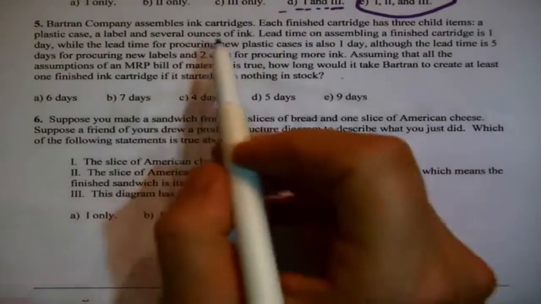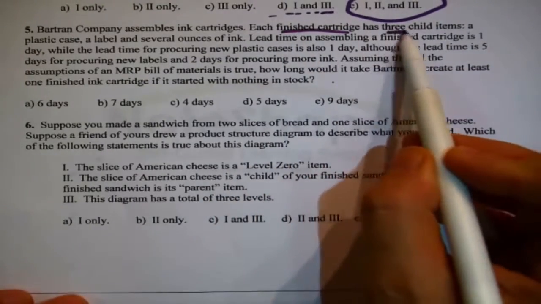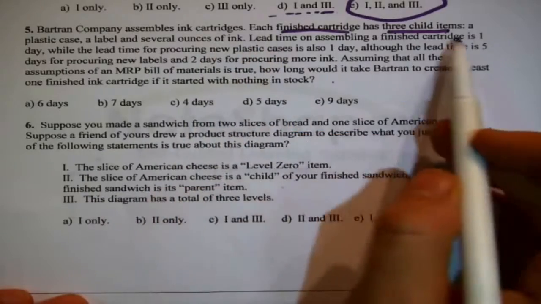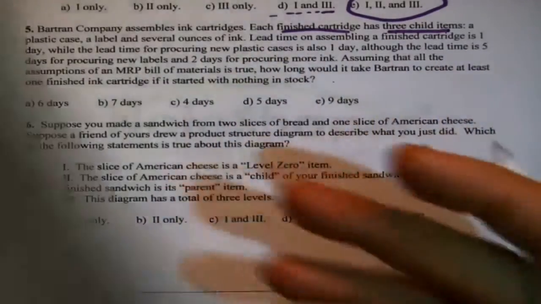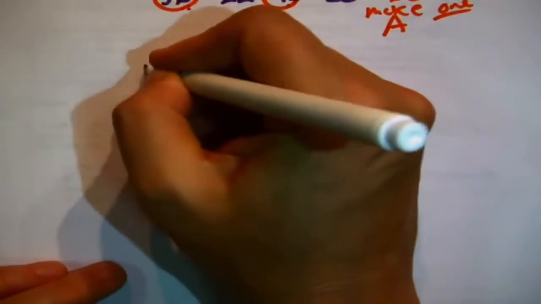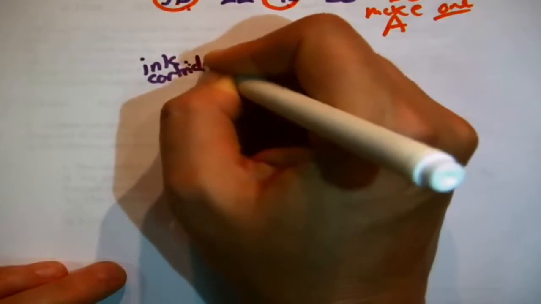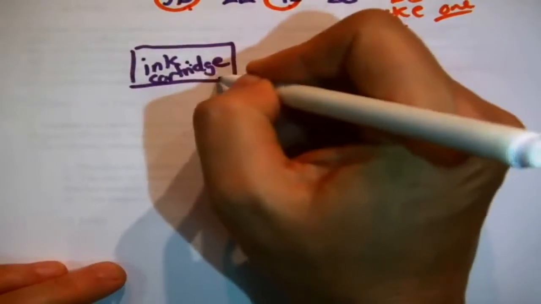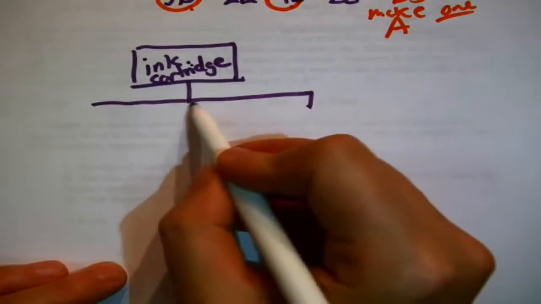Bartran Company assembles ink cartridges. Okay. Each finished ink cartridge has 3 child items, a plastic case, a label, and several ounces of ink. Lead time information, blah, blah, blah. You know what? I would draw this. Ink cartridge, or finished cartridge. Maybe that would have been a better label, but I just want to draw the finished good. Has 3 child items. What does that look like?